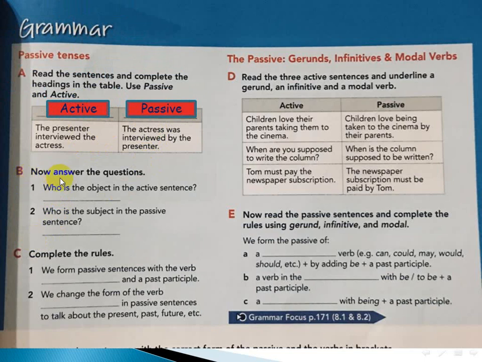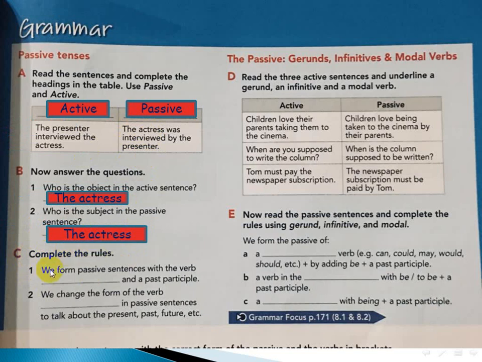Exercise B. Now answer the questions. Who is the object in the active sentence? Where is the object in this sentence? The object is after the verb, so the answer is the actress. Who is the subject in the passive sentence? And as you know, my guys, we always start our sentences with the subject. So the subject in this case is the actress.